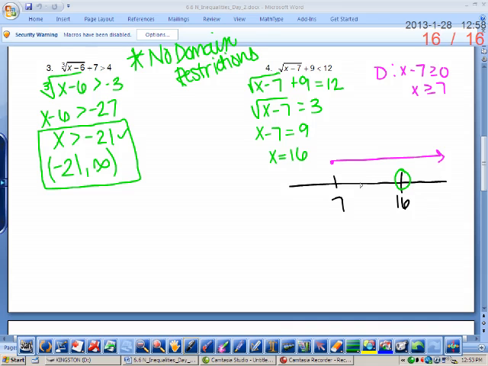Okay? All right, so I need to test points between 7 and 16 and greater than 16. So what could I try between 7 and 16? Yeah, I think 8's a great choice. If I plug in 8, I get the square root of 1 plus 9. Is that less than 12? Yeah. So 8 works. What could I plug in greater than 16? 20 what?